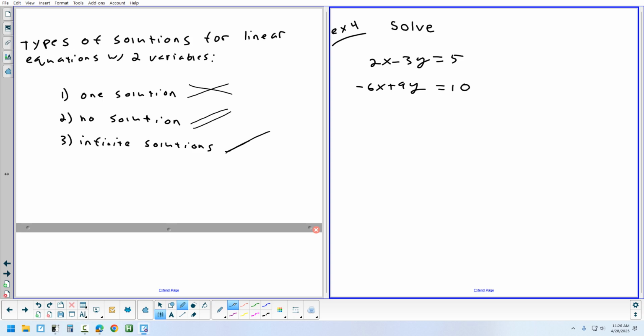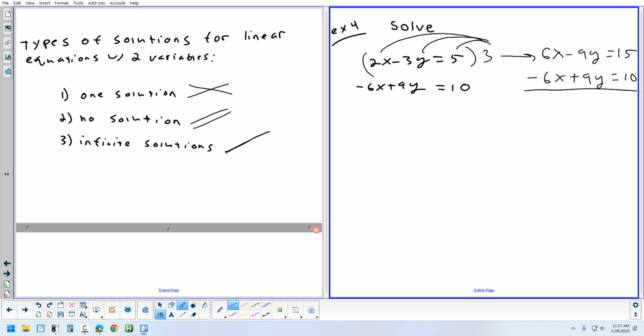What could we do to make those X's opposites? Multiply the top by 3. Okay, so we're going to multiply the top by 3. When I distribute the 3, what will it become? 6x minus 9y equals 15. And what are we multiplying the bottom by? Nothing. We're not going to change that. So negative 6x plus 9y equals 10.